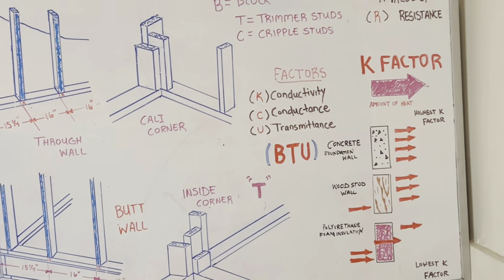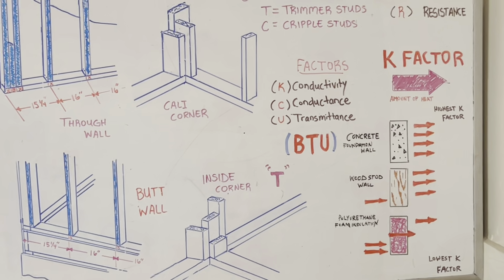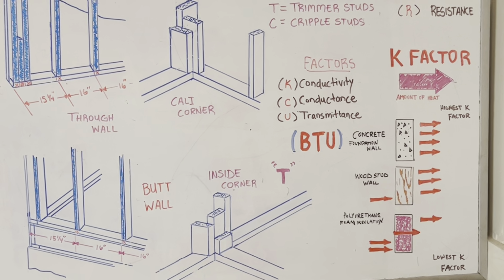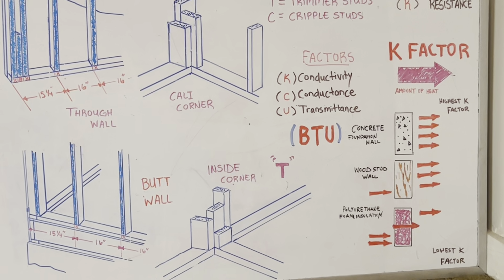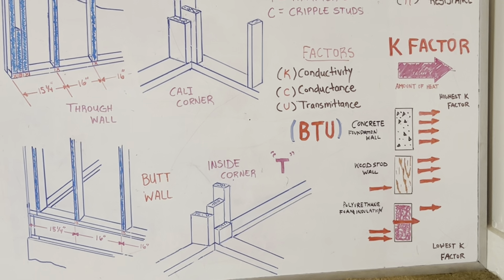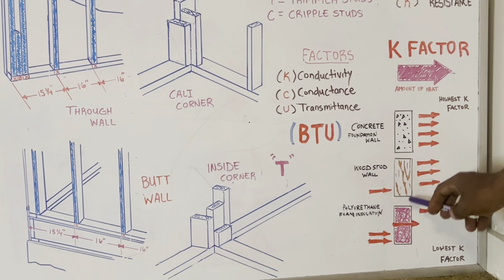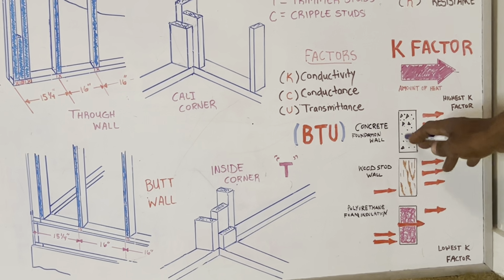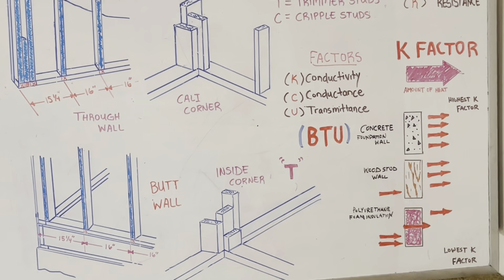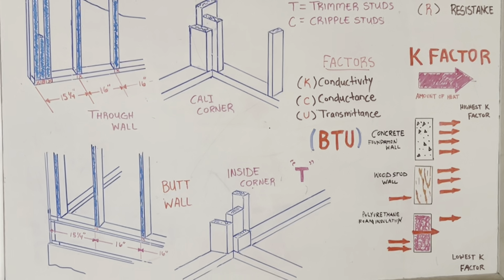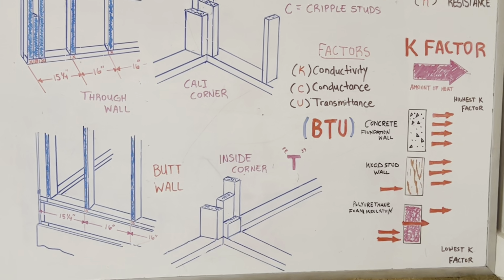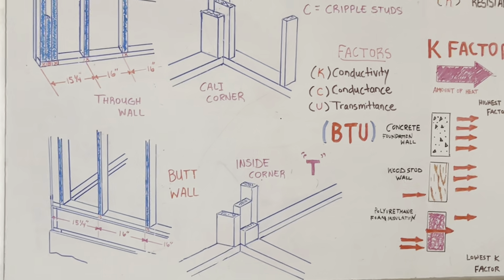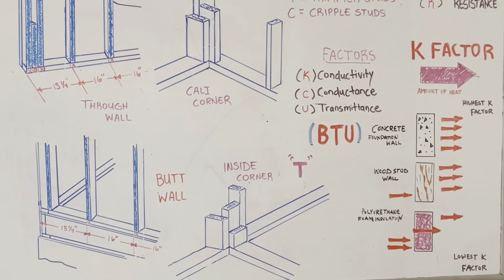The best materials for insulation have a low K or C factor. The K factor, conductivity, measures the amount of heat that travels through a homogeneous material. Homogeneous means it's all the same: this is all concrete, this is all wood, this is all polyurethane foam insulation. They have the same composition throughout.